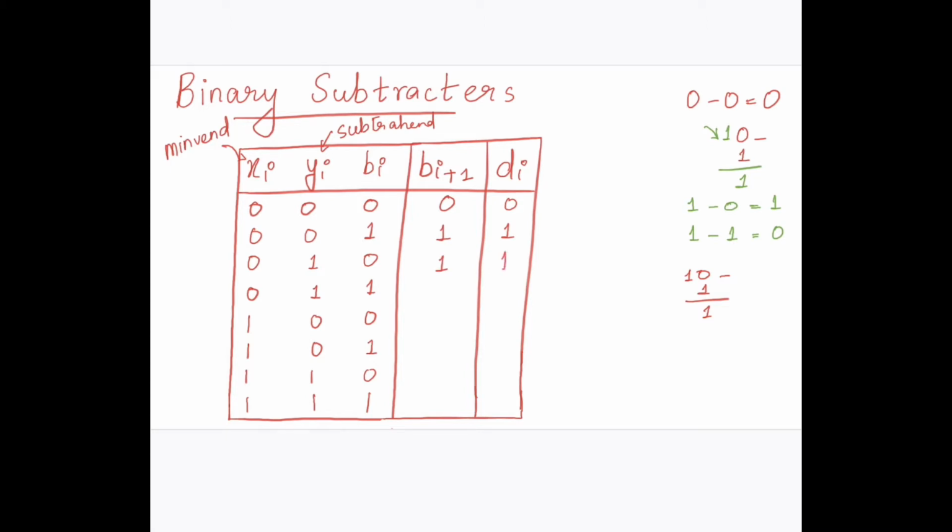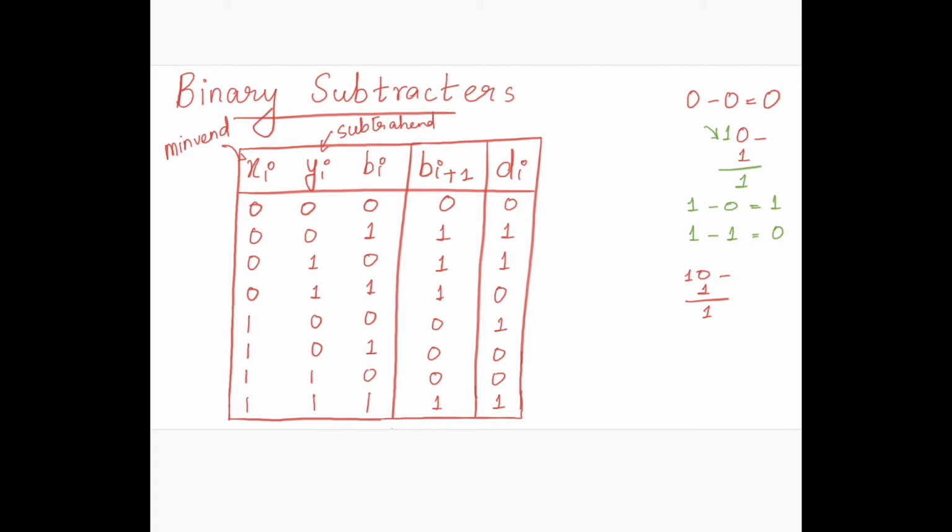So this will be 1, 1. Then you have 0 minus 1, so you have a borrow bit 1. Again 1 minus 1 will be equal to 0. Then 1 minus 0, so 0, 1. Again 1 minus 1, 0, 0. 1 minus 1, 0, 0. 1 minus 1 minus 1 will be 1, 1. So these are the bit values of subtraction.